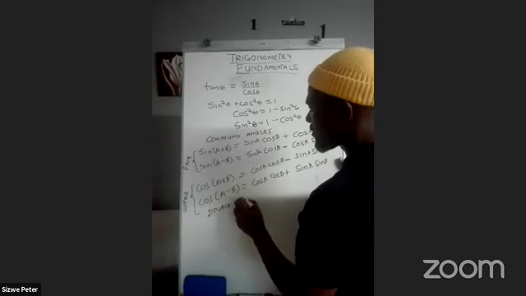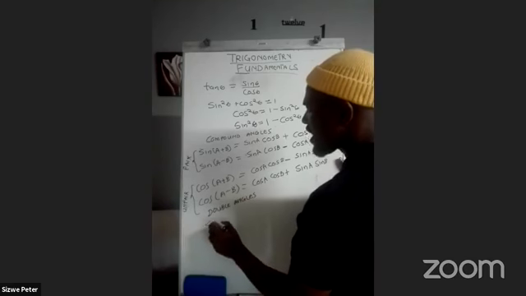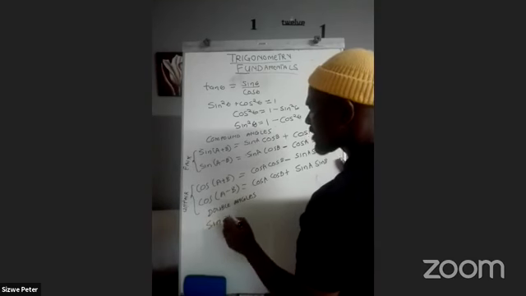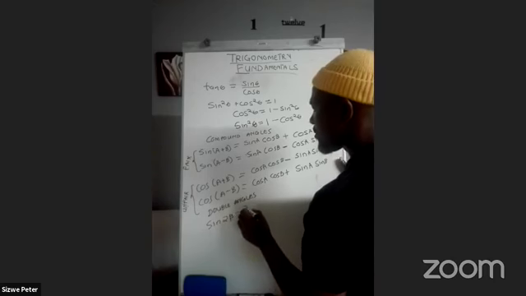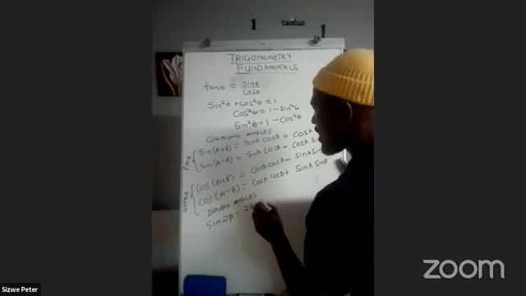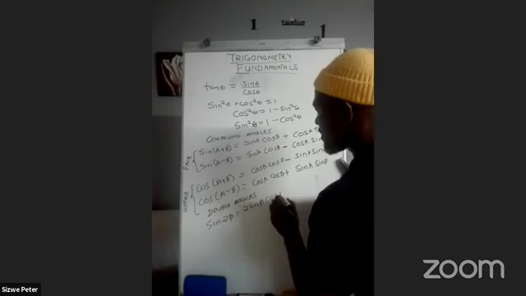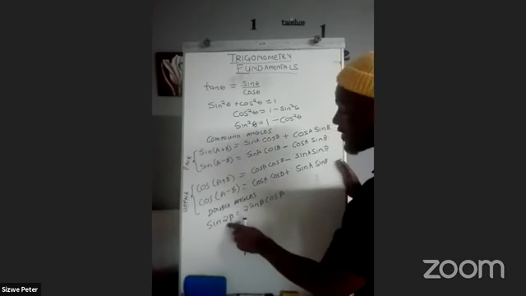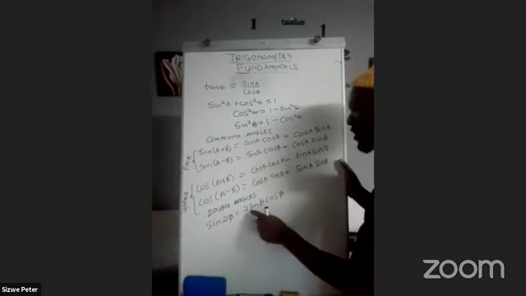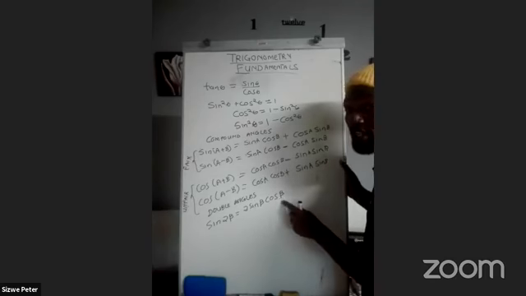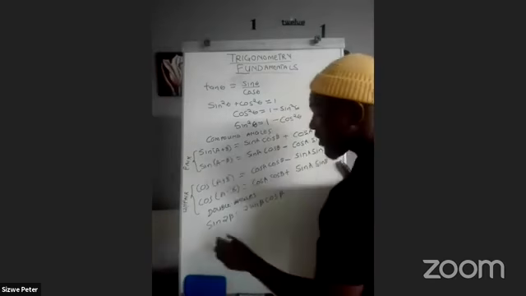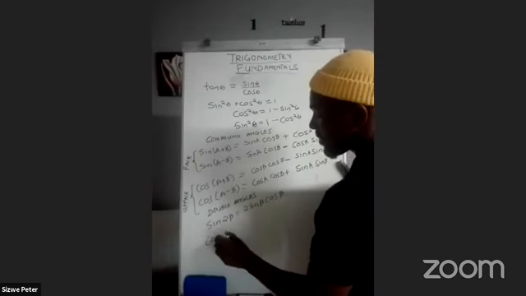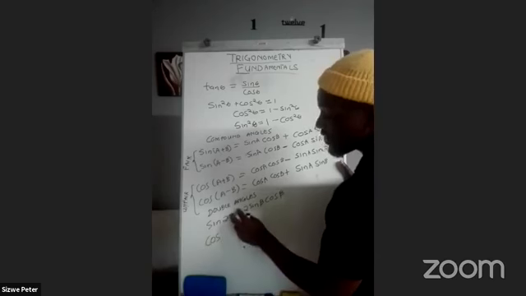Double angles. For double angles, sine 2 beta is equal to 2 sine beta times cos beta. I'm not sure whether you want me to derive why sine 2 beta is 2 sine beta cos beta. I can derive it if you want to. You will get this in your formula sheet, from compound to double.